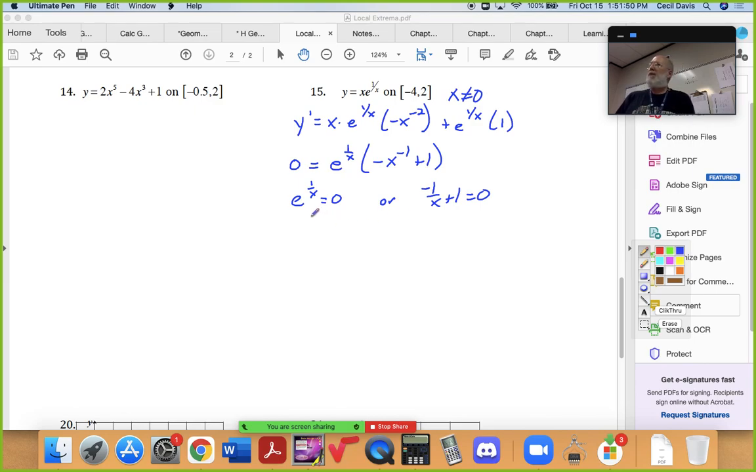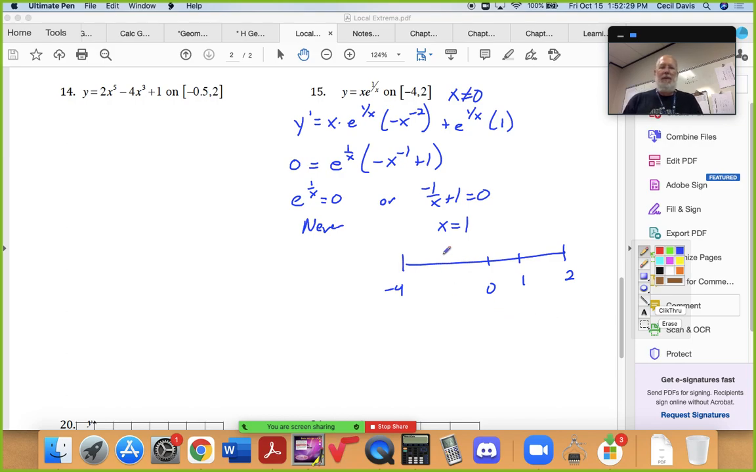Well, this is never equal to 0. E to a power is never 0, so that's never going to happen. And this is going to be equal to 0 when x is equal to 1. Okay, now the tricky bit about this one is, we're going to start here at negative 4. At 0, my function is not defined, so I can have a sign change there even though the derivative is not 0 there. And then at 1, and then at 2.